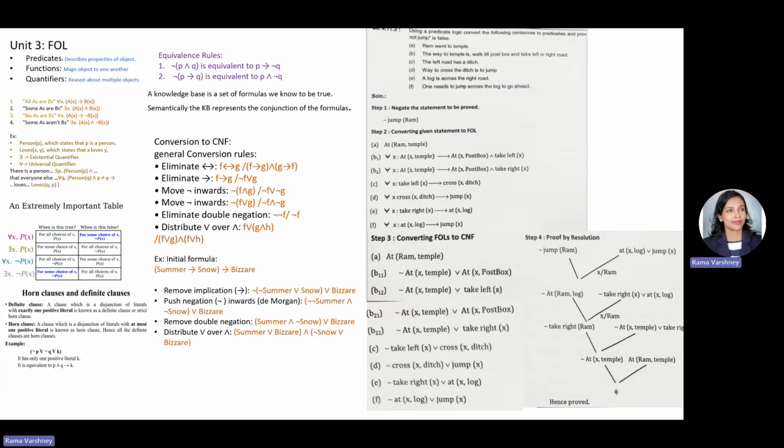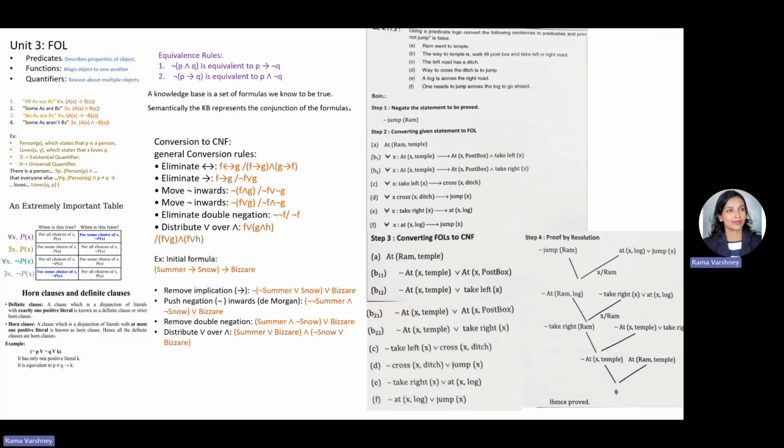For the ditch, it is this one: the left road has a ditch, X takes left and X crosses ditch. The way to cross the ditch is to jump: X crosses ditch implies jump. A log lies across the right road: X takes right, X at log. And now one needs to jump across the log to go ahead: X at log implies X needs to jump.